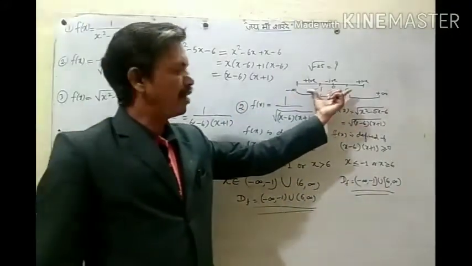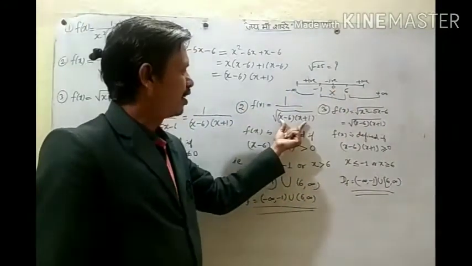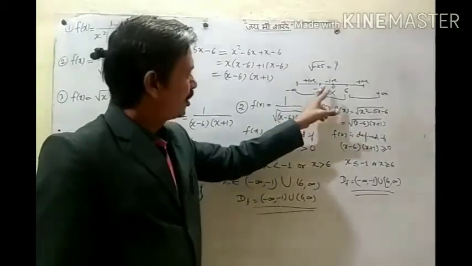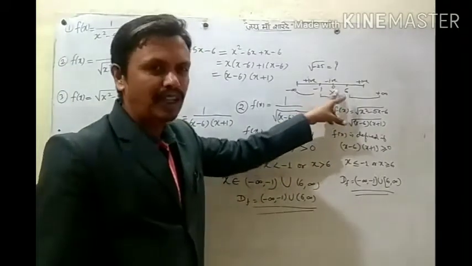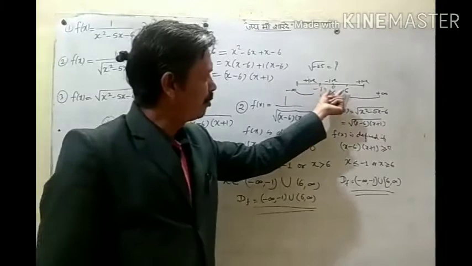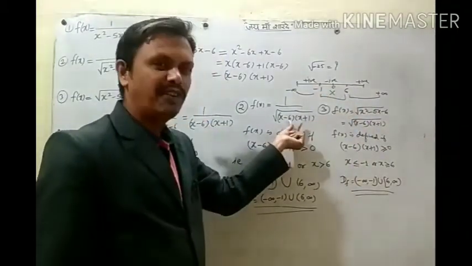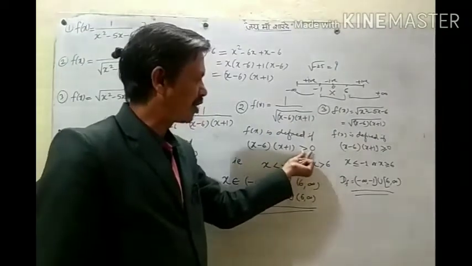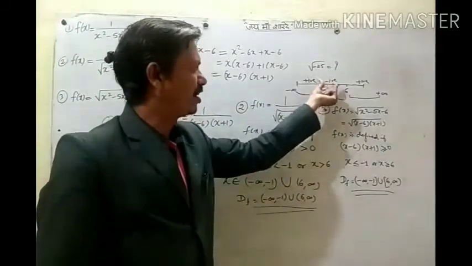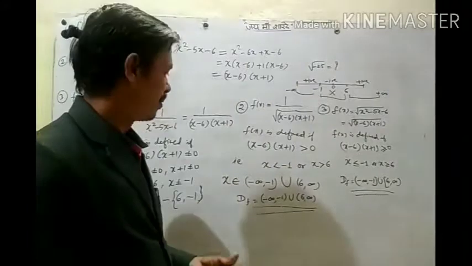Just use one number line, find the factors and put each factor equal to 0. Those points you can plot on the number line. Then we get some parts. From each part take one value and put it here, and see which gives positive or whatever we need, and that will be your required domain.